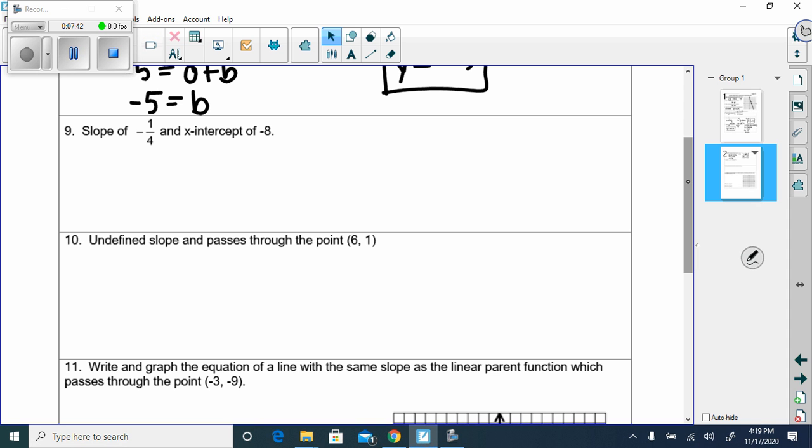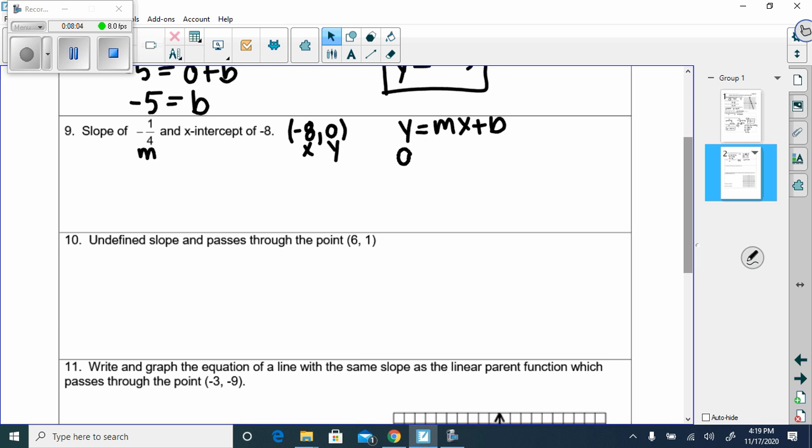All right, number 9. Here is my m. They said it's a slope of negative 1/4. And then I have an x-intercept of negative 8. So that would be the coordinate point, negative 8, 0. This is x, this is y. And then I just substitute in what they gave me into y equals mx plus b.